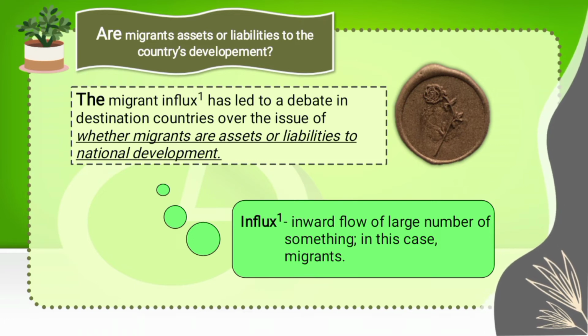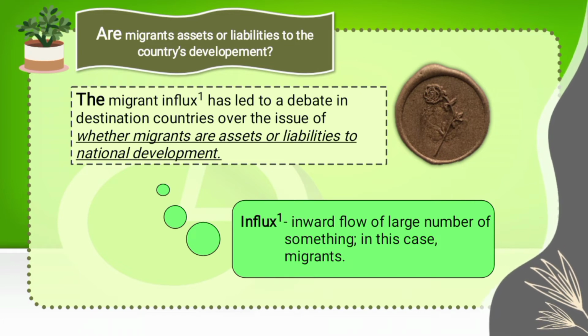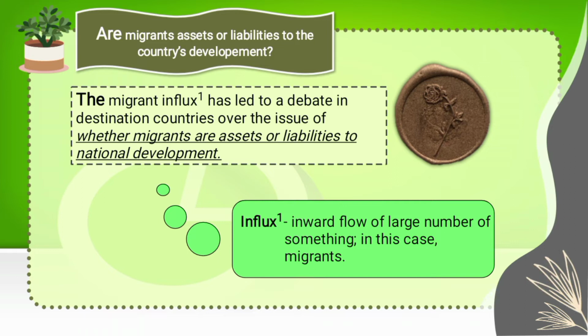The migrant influx has led to a debate in destination countries over the issue of whether migrants are assets or liabilities to national development. Now here we have a term, influx, which means inward flow of a large number of something, and in this case, migrants. So now we are going to find out the disadvantages of migration through the lenses of what we call nationalists or the anti-immigrants. Nationalists are people who are loyal and proud of their country. Therefore, the country should be theirs alone.